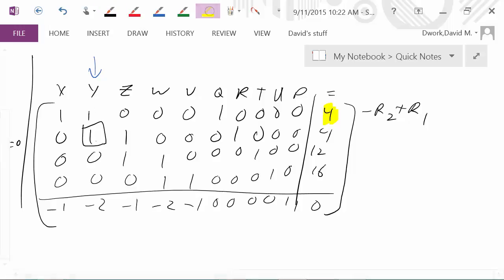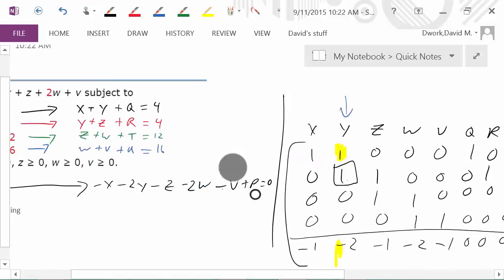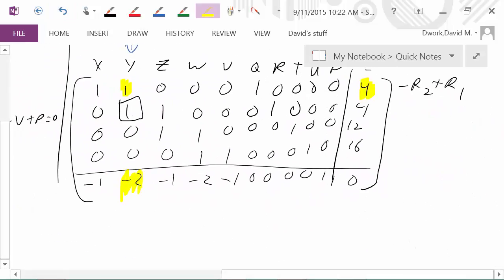Where else do I need to get a 0? Not just there. I already have a 0 here. I already have a 0 here. I have to get a 0 right there.